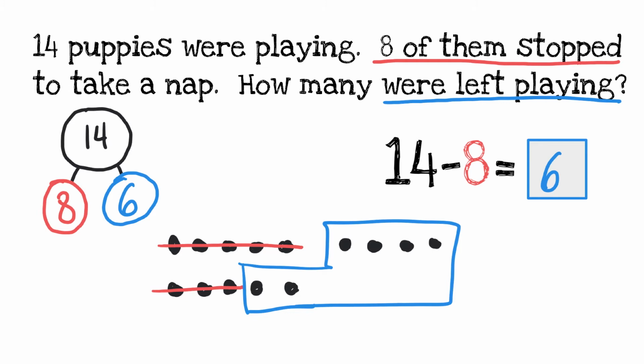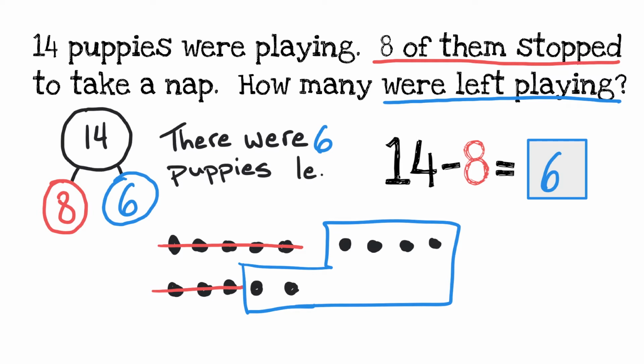Now we need to write it out. There were, T-H-E-R-E, were, W-E-R-E, then 6, and then puppies, P-U-P-P-I-E-S, left, L-E-F-T, and then playing, P-L-A-Y-I-N-G. All right, again, make sure you're writing out this full sentence.